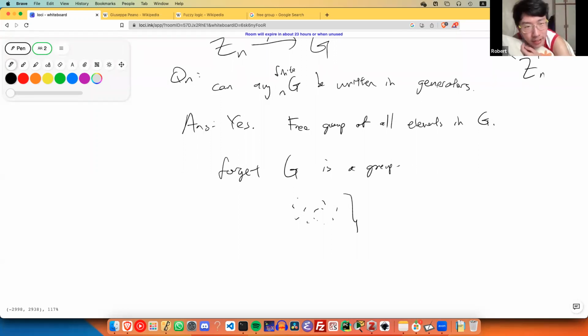I guess you could also use it in a constructive way. For example, if you want to find the generators of a dihedral group, the dihedral group is generated by R and F, where you impose R to the n equals F squared equals the identity.